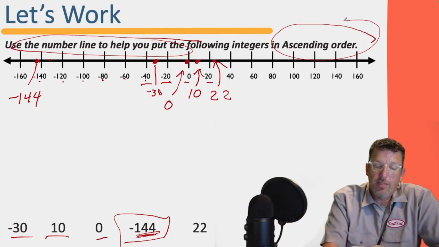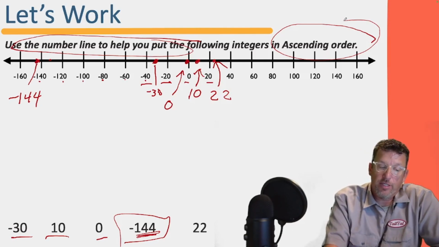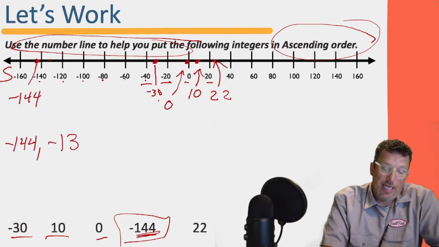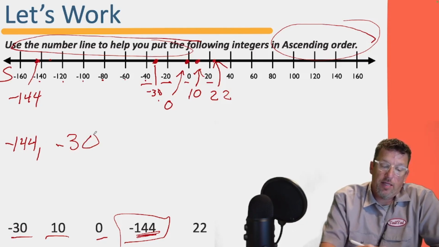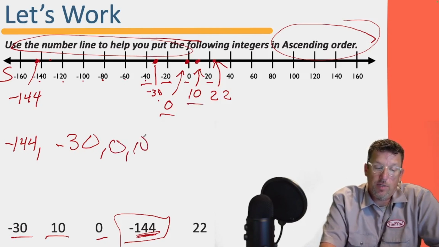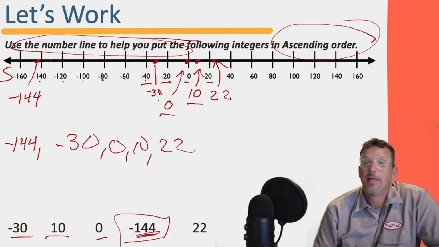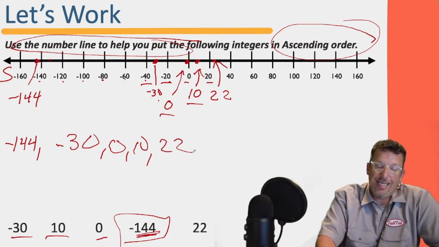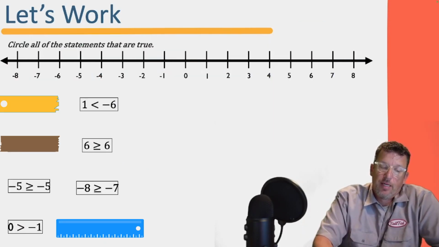What's the smallest number? Well, that would be the one that's the farthest to the left. So our number would be negative 144. What's the next smallest? Just negative 30. Then what's next? 0. What's next? 10. What's next? 22. Now you put your numbers in ascending order. Good work.